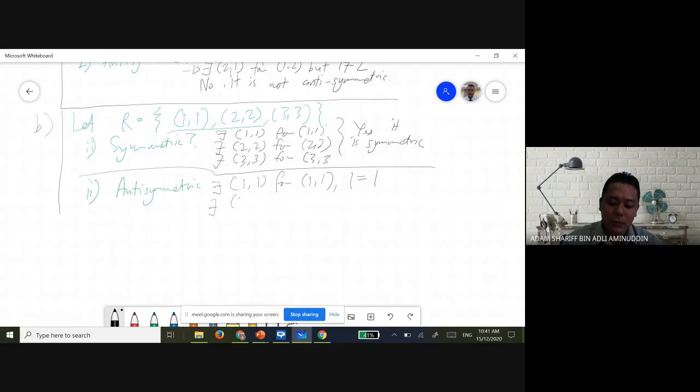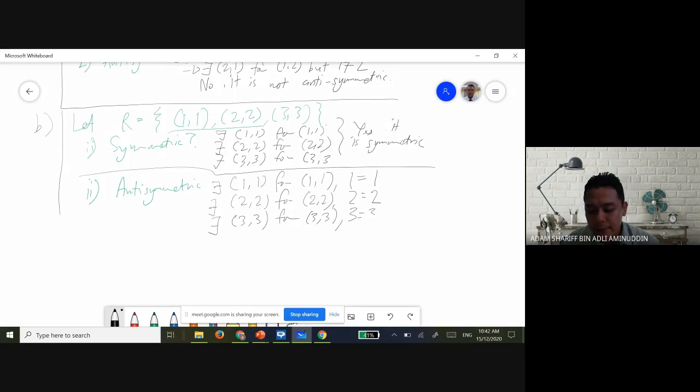How about 2, 2? The mirror of AB is 2, 2, and 2 equals 2. And also 3, 3 exists for 3, 3. Does it satisfy A equals B? Yes. Therefore, the conclusion is that it is anti-symmetric as well.